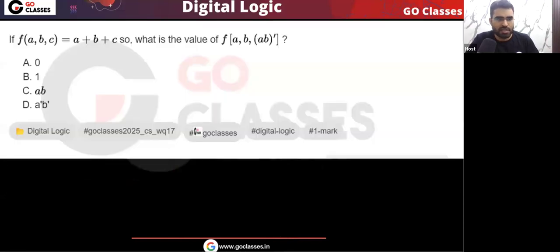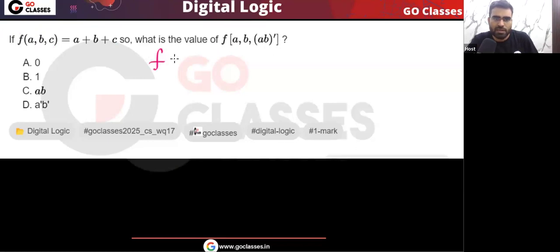Okay, so let's start. Let's solve this question. Function f(a, b, c) is given to you. This is a or b or c. What is the value of f with these arguments? This is a very simple question. This Boolean function is given to you where a, b, c are the Boolean variables, and the function is defined on these variables as a or b or c. Now the question is asking what is f(a, b, (ab)bar)?